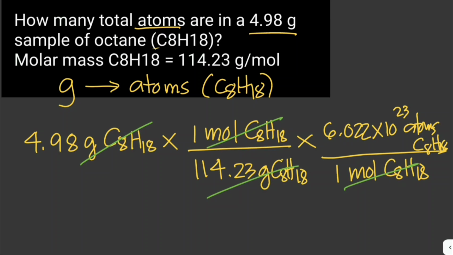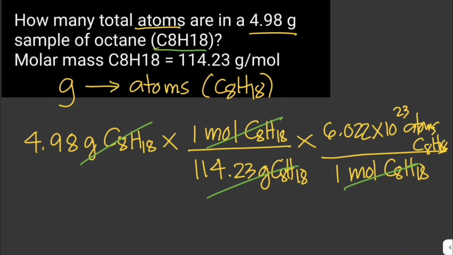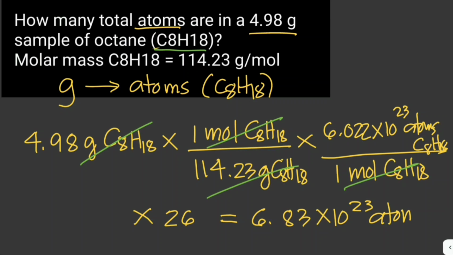But we have, for 1 mole of C8H18, it has a total of 26 atoms: 8 for carbon and 18 for hydrogen. So we just multiply this by 26. In calculating everything, this would give us an answer that is equal to 6.83 times 10 to the 23rd atoms of C8H18.